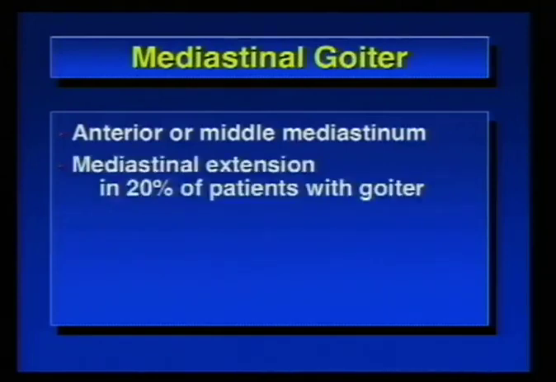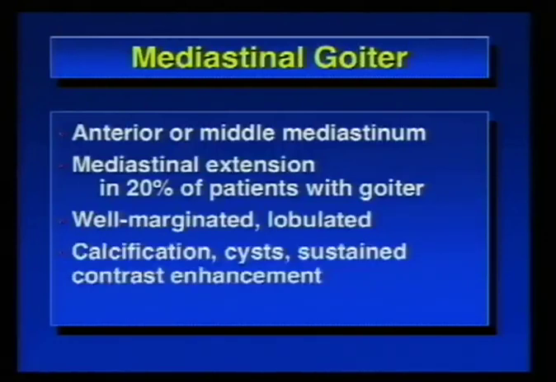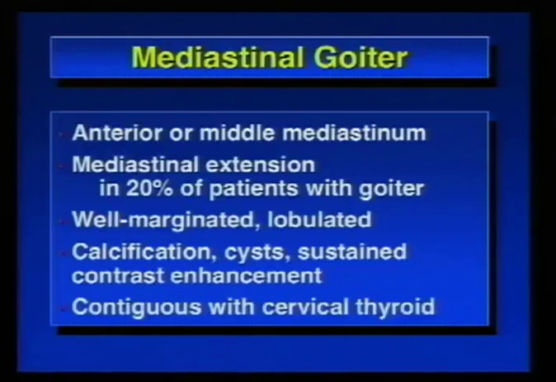It's been reported that 20% of patients with goiter do have mediastinal extension. Goiters tend to be well marginated and lobulated, but they're frequently heterogeneous. In other words, they can contain calcium and cysts. They can also have sustained contrast enhancement in the thyroid tissue. The most important thing when you're diagnosing a goiter, make sure it's contiguous with the cervical thyroid. It should be contiguous with the rest of the thyroid. Otherwise, there's no reason to mention it. It would just be very unusual to have an ectopic thyroid rest.